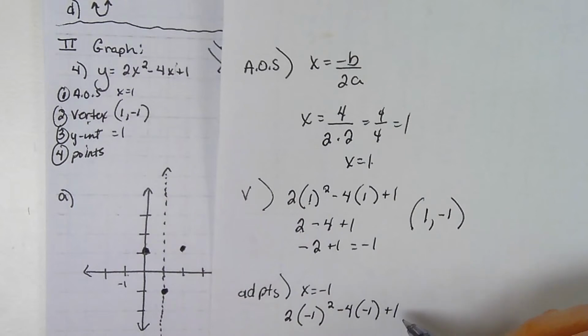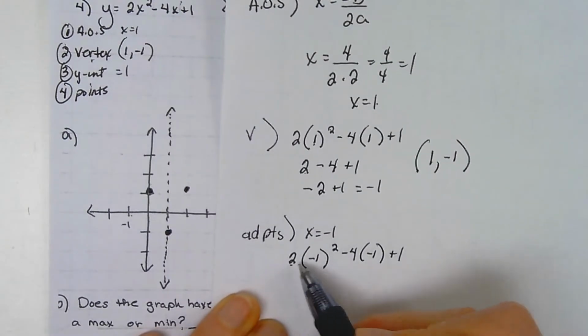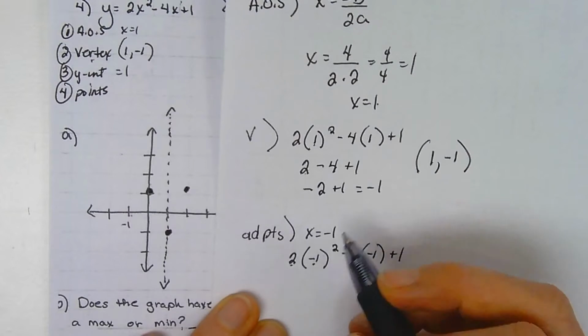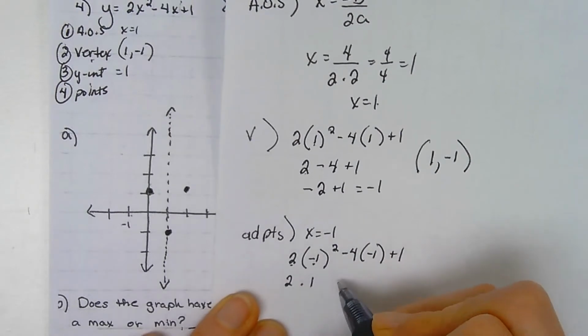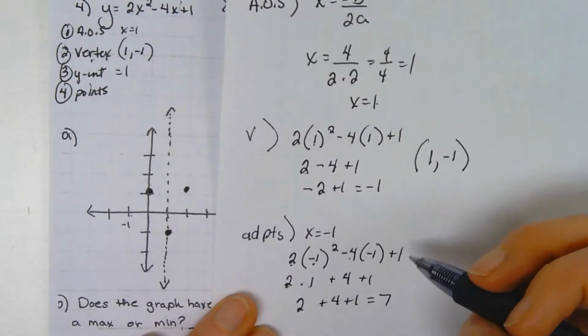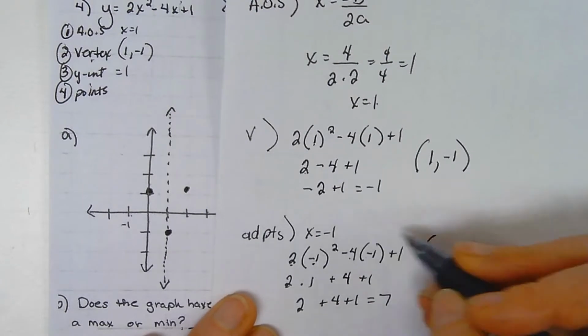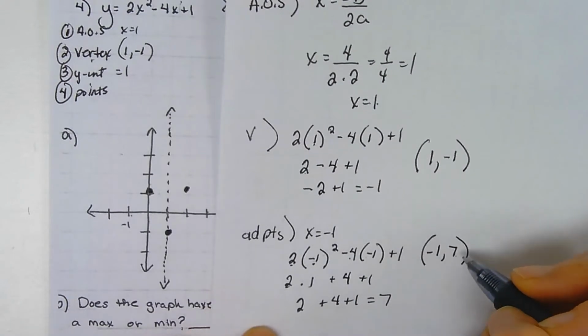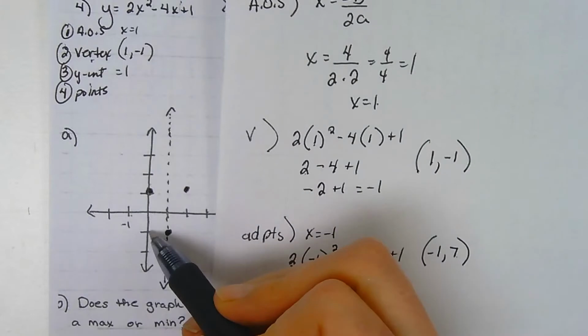Now I've noticed some things that students are doing. Don't do this. Don't multiply 2 times -1 and then square it. The -1 has to be squared first, and then you multiply it by 2. So -1 squared is 1. -4 times -1 is +4, plus 1. So 2 times 1 is 2, plus 4 plus 1 is 7, not 9, as some of you were getting earlier today. Careful. So x is equal to -1, and the y value that comes out of the function is 7. So my additional point is -1, 7.